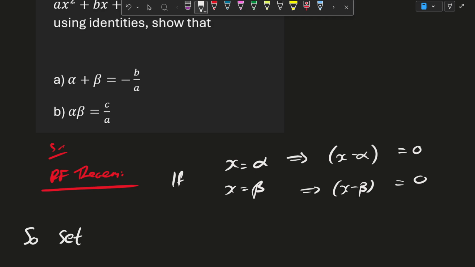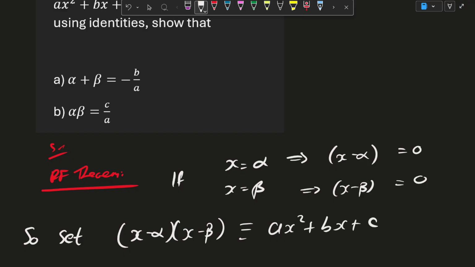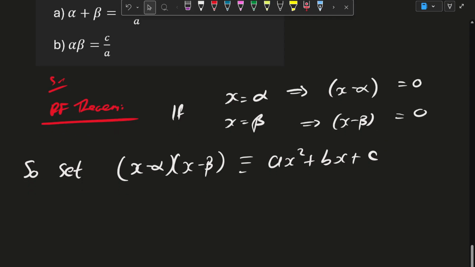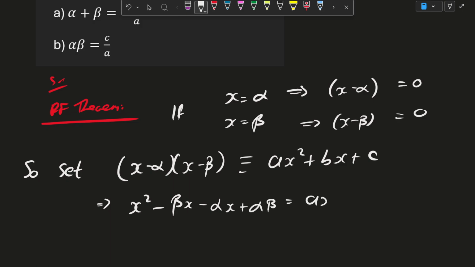So what we're going to do is set the quantity x take away alpha times the quantity x take away beta as identically equal to ax squared plus bx plus c. Now we'll just expand things out as per normal. I'm not going to spend too long on expanding it because expanding by this point should hopefully be okay enough. So we get x squared minus beta x minus alpha x plus alpha beta is equal to ax squared plus bx plus c.